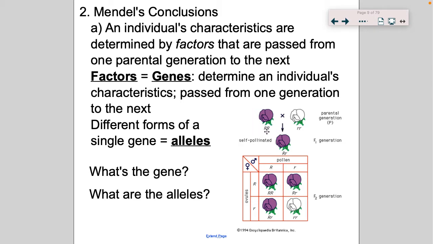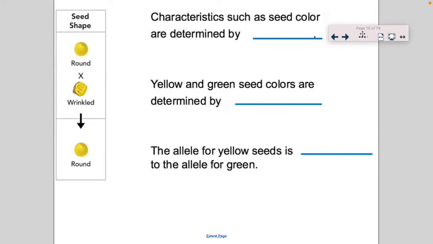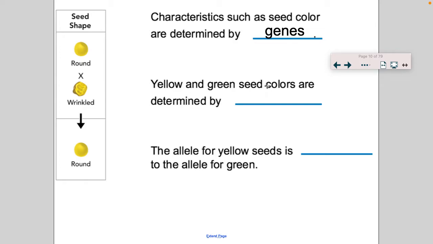So here's my purebred or true breed in purple crossed with true breed in white or purebred white, and I end up with something called the hybrid, which we'll get to. But you get one factor from mom and one factor from dad, okay? So characteristics such as seed color are determined by genes. Yellow and green seed colors are determined by those letters called alleles, and the allele for yellow seeds is blank to the allele for green.